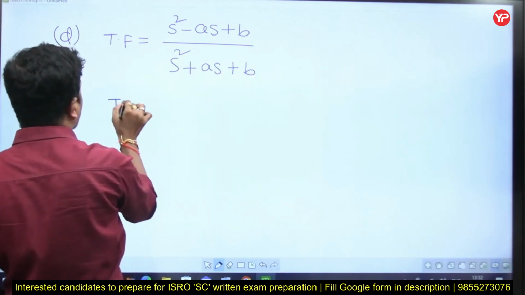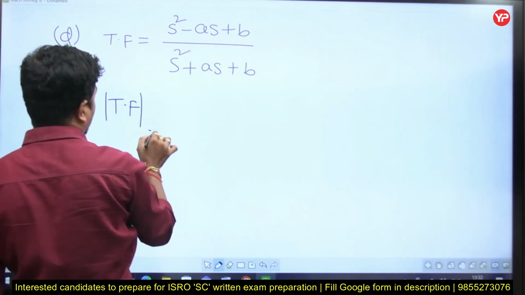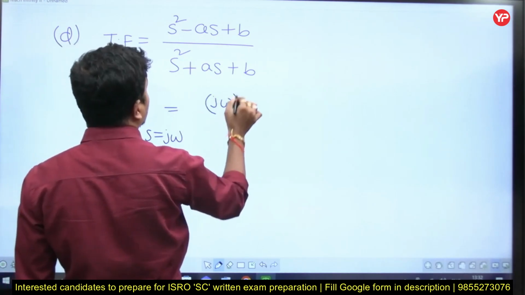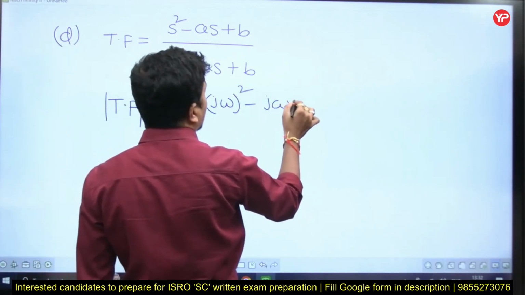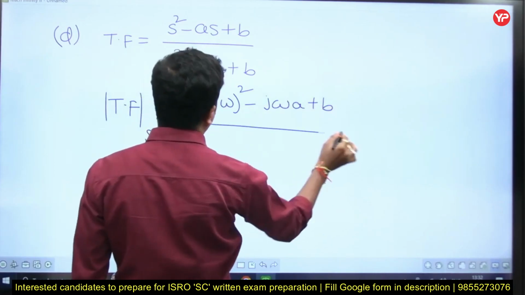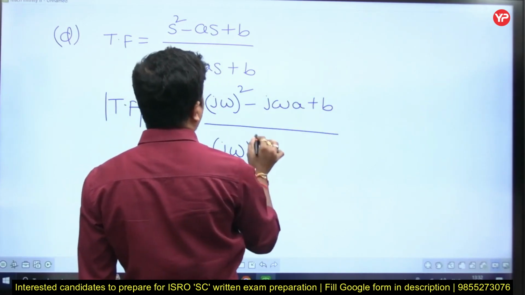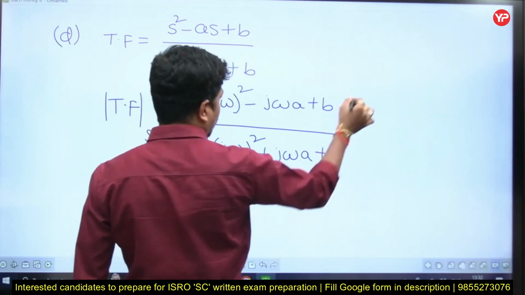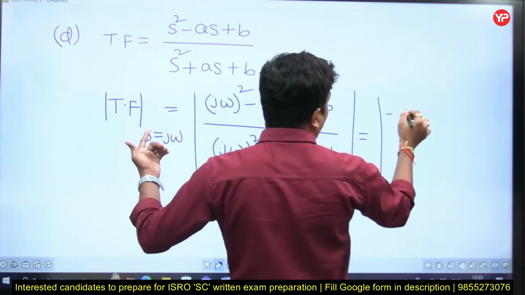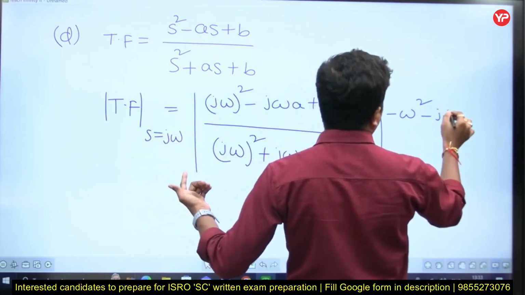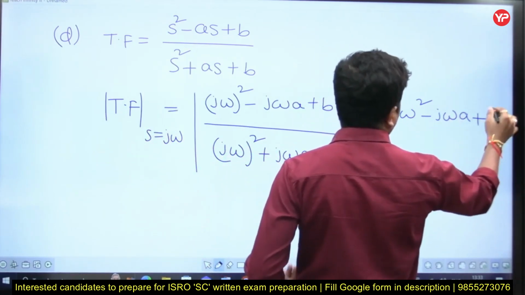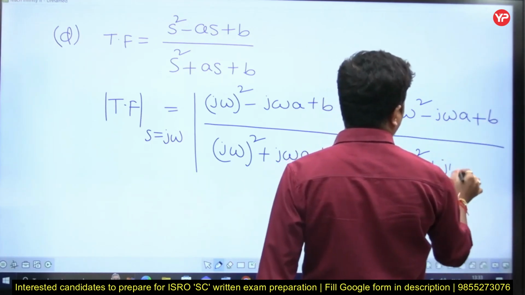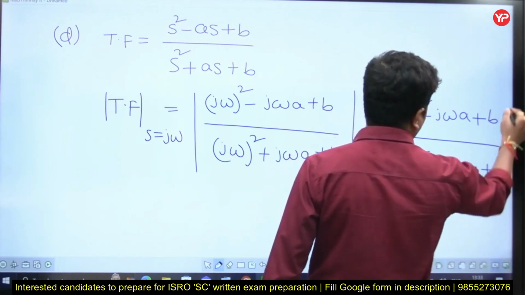Now put S equal to j omega and get the magnitude of the transfer function. That gives j omega whole square minus j omega A plus B, by j omega whole square plus j omega A plus B. That is minus omega square minus j omega A plus B, by minus omega square plus j omega A plus B.